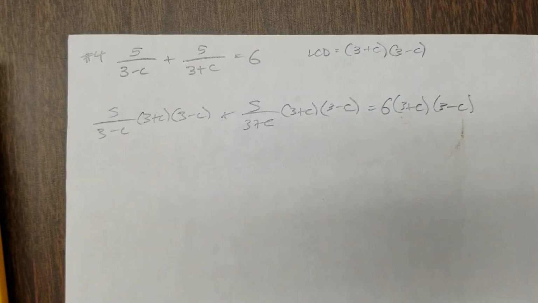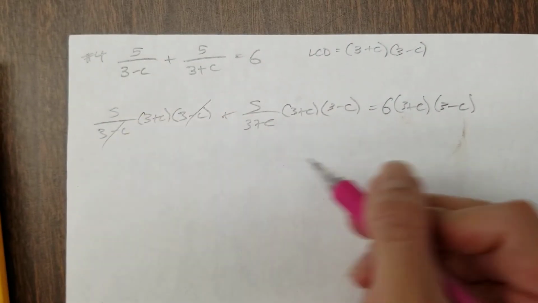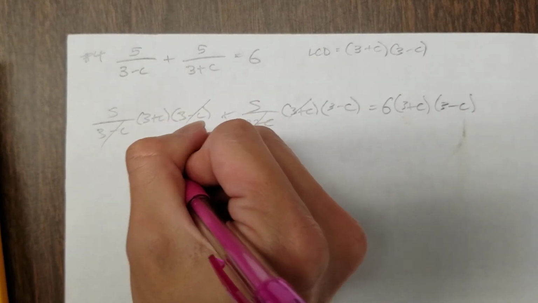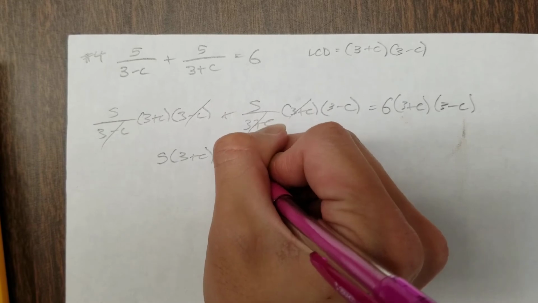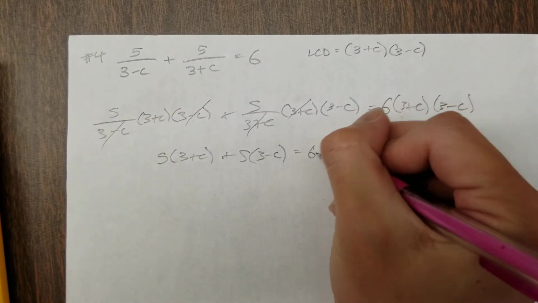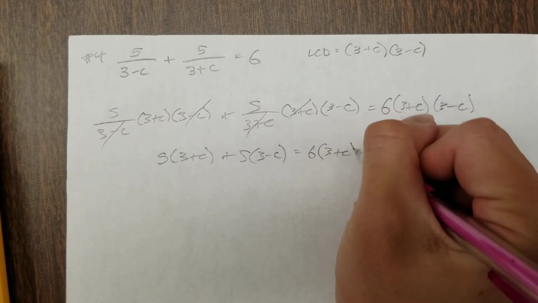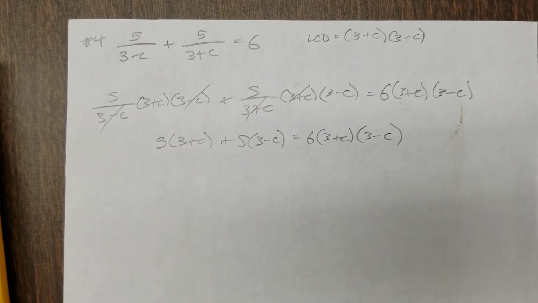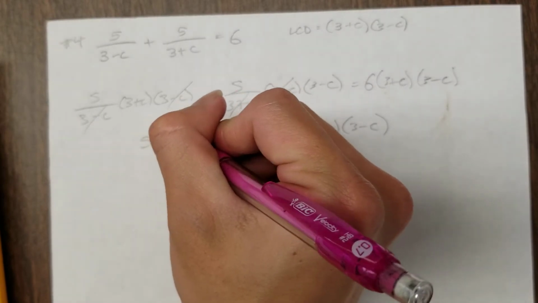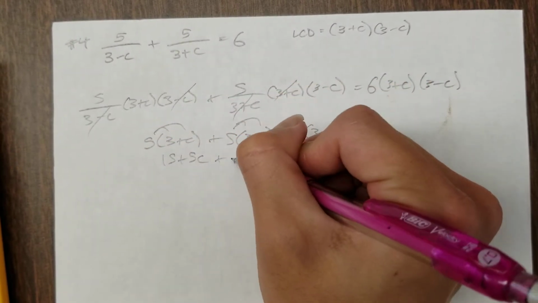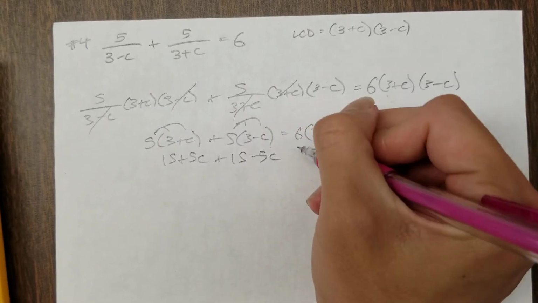Now, what we can do is we can start canceling things out. I see this cancels out with this, cancels out with this, and that's okay. So this is going to be 5 times (3 plus c) plus 5 times (3 minus c) equals 6 times (3 plus c) times (3 minus c). If we were to simplify this, I see that I can distribute this: 15 plus 5c. I can distribute this: this is going to be 15 minus 5c.